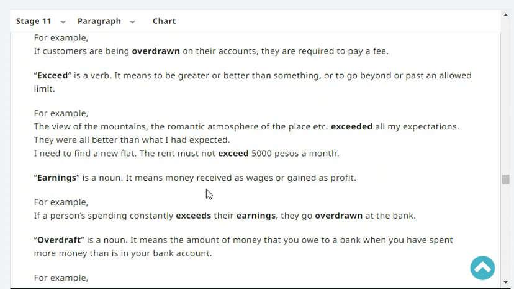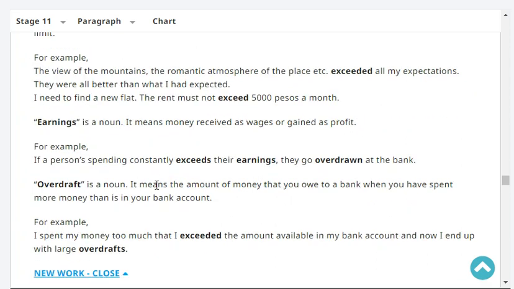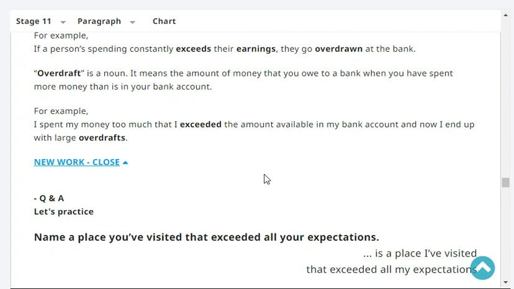Okay, earnings is a noun. It means money received as wages or gained as profit. For example, if a person's spending constantly exceeds their earnings, they go overdrawn at the bank. Overdraft is a noun. It means the amount of money that you owe to the bank when you have spent more money than is in your bank account. For example, I spent so much money that I exceeded the amount available in my bank account, and now I end up with a large overdraft.